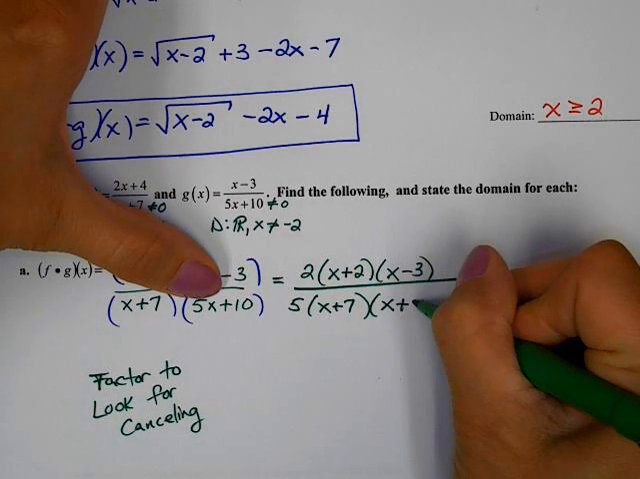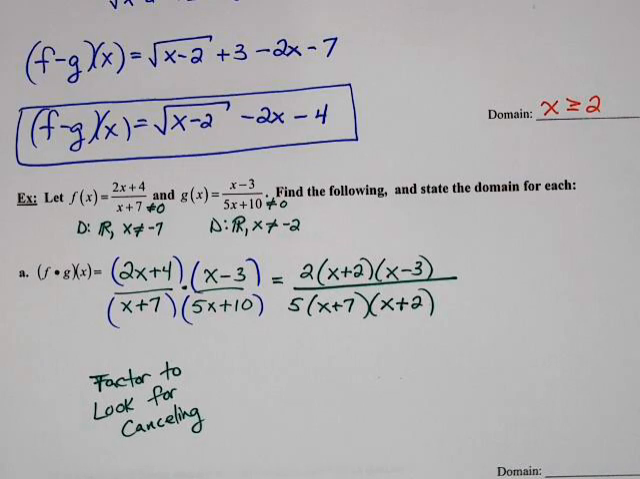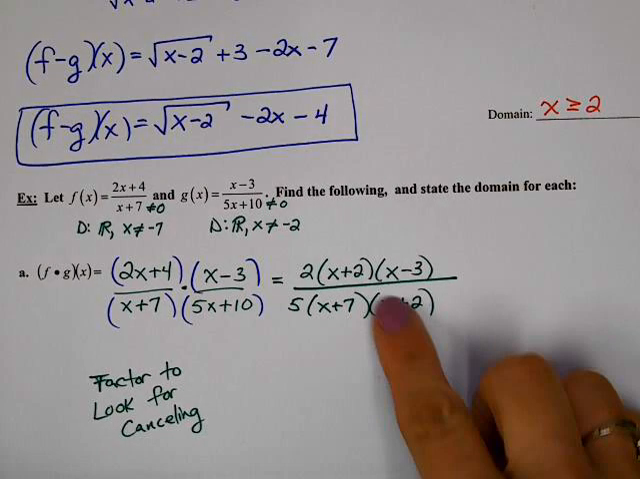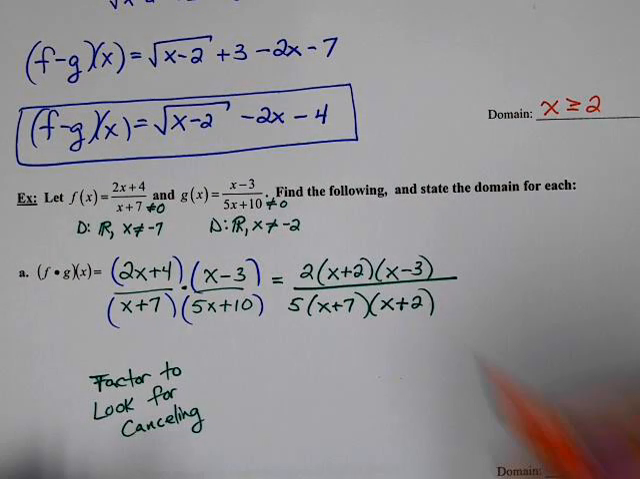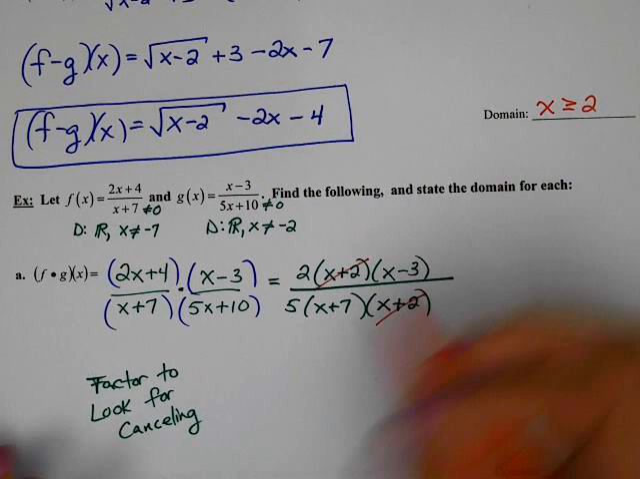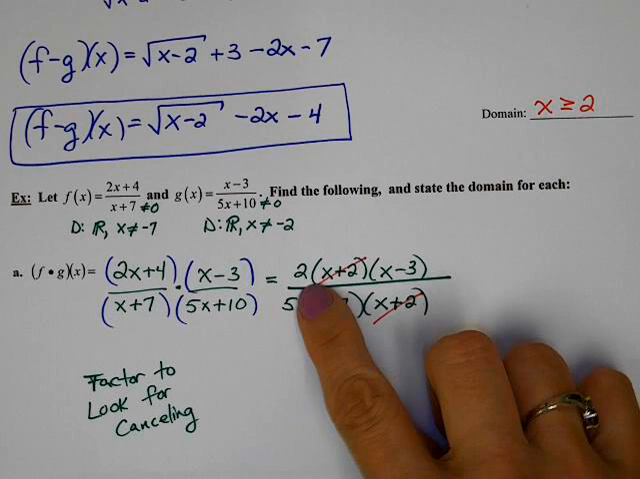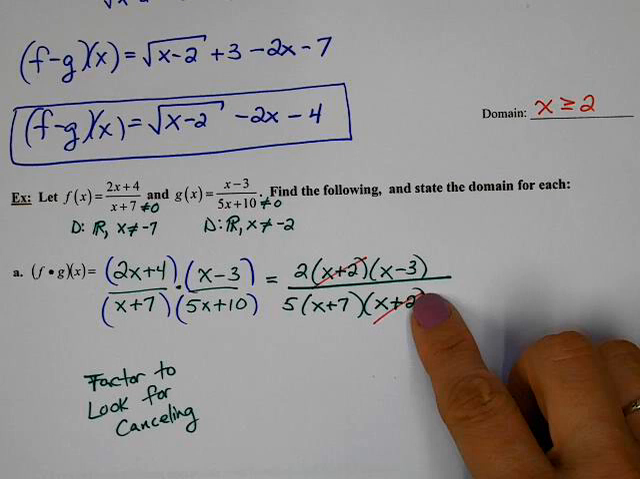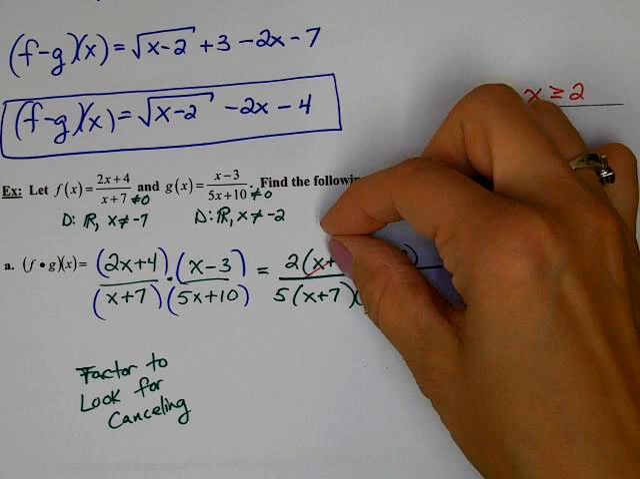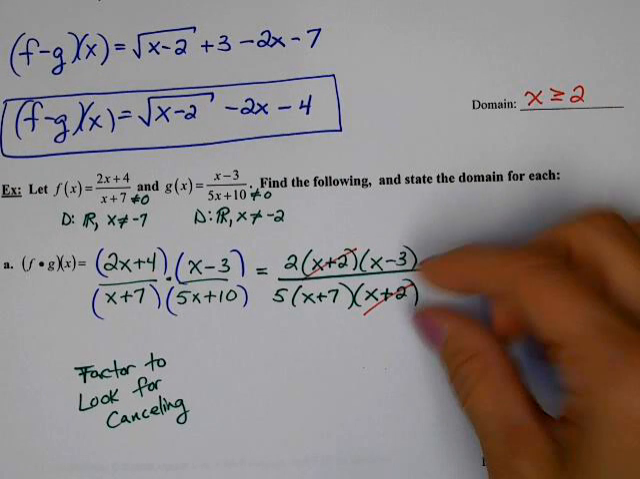And I get x plus 2. Okay. Oh, look at that. I see common factors. Okay, so now these can cancel away. They can. The whole thing or nothing. Okay, if you have the entire quantity in the numerator and you do in the denominator, it can cancel out.